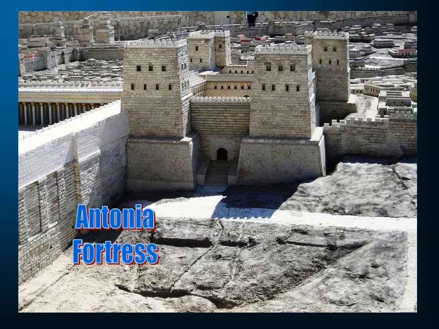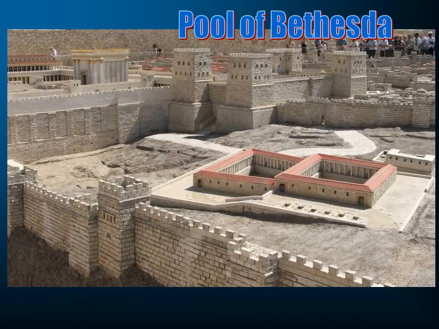Now, as we go to the northern section of the Temple Mount, we see the Antonia Fortress, built by Herod the Great and named after one of his patrons, Marcus Antonius. You know him as Mark Antony from Julius Caesar fame. Just near the Fortress Antonia, there was the Pool of Bethesda. John chapter 5 records some of the events where Jesus heals a lame man at this pool.